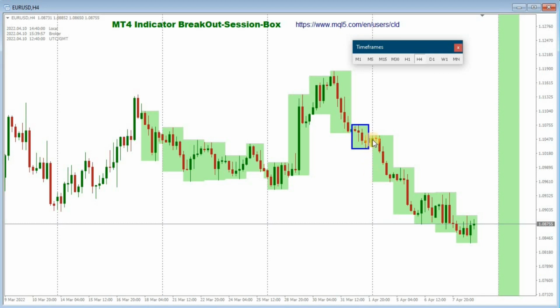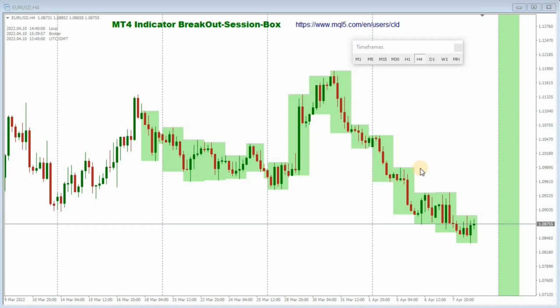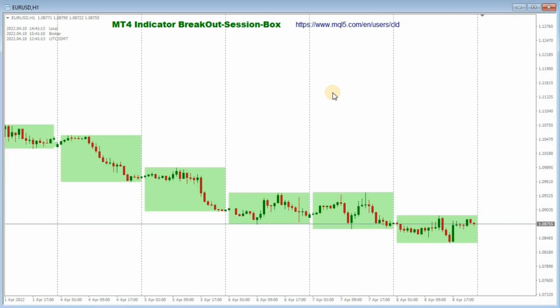Don't be surprised, here's Friday, Thursday, and here's the rest of Friday. That happens because of the GMT shift. Monday, Tuesday, Wednesday, Thursday, Friday, and again, the rest of Friday. Returning to the hourly chart.